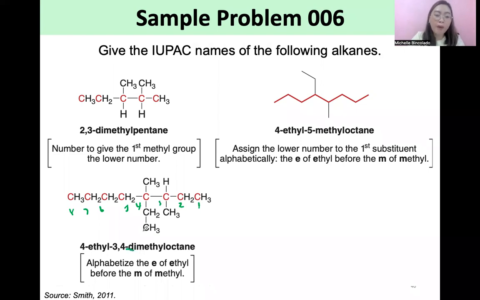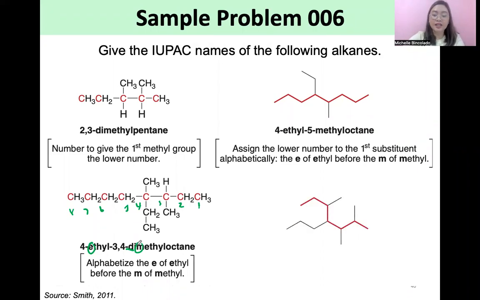3,4-dimethyl octane. So ma'am, bakit may di? Kasi guys, dalawa. So we use the Greek prefix di to indicate there are 2 methyls. Kung 3, tri. Kung 4, tetra. Okay, so we use those prefixes but we don't include them guys sa alphabetization. Okay, E pa rin at saka M. So E comes before M.